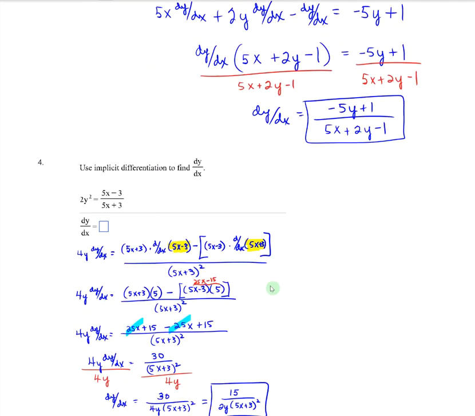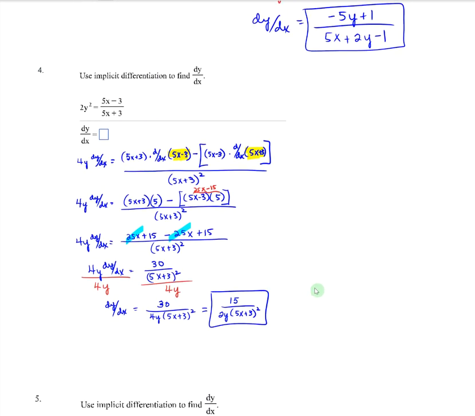Let's look at number 4. 2y squared equals (5x minus 3) over (5x plus 3). Now we don't have any dy/dx's over here, but we do have a quotient. So you have to follow that quotient rule. All right, so on this side, we've got 4y dy/dx. Over here, we have that quotient. So bottom times derivative of the top minus the top times derivative of the bottom, all over the bottom squared.